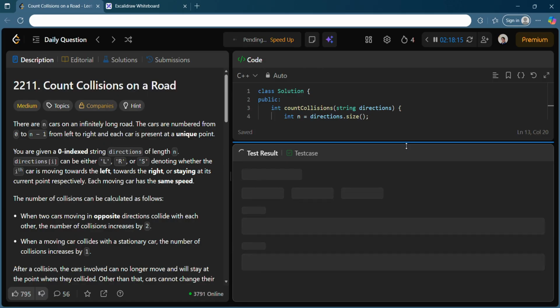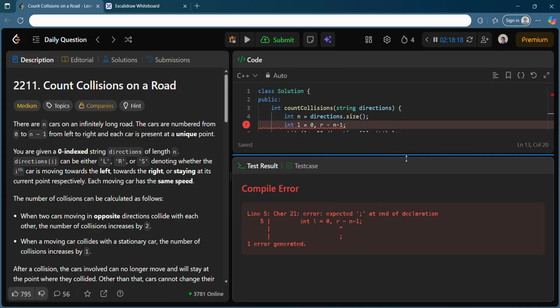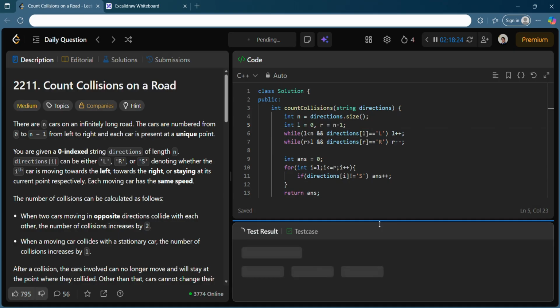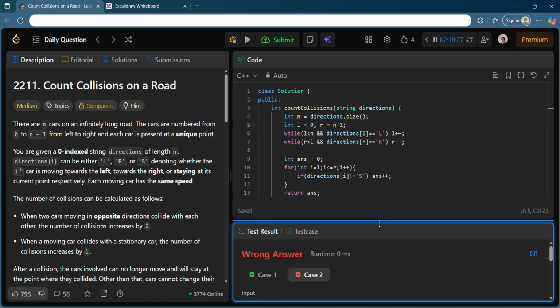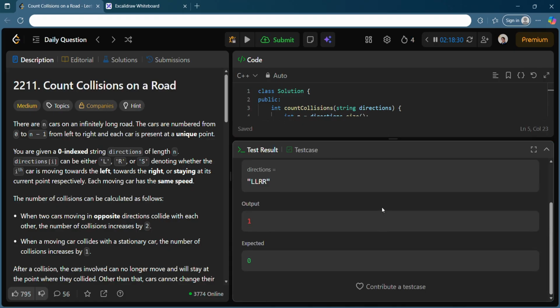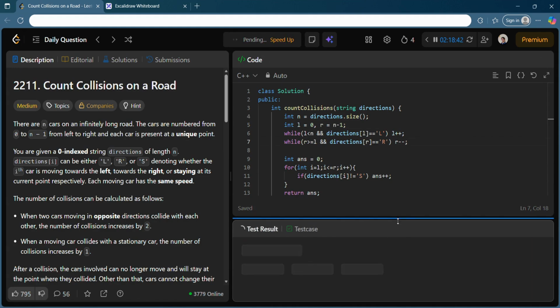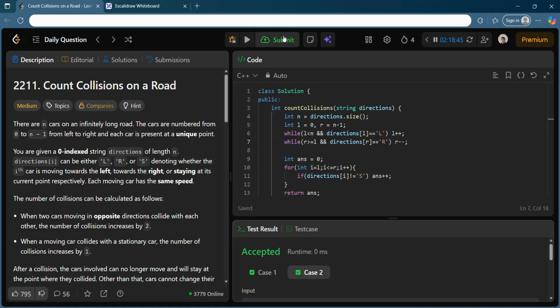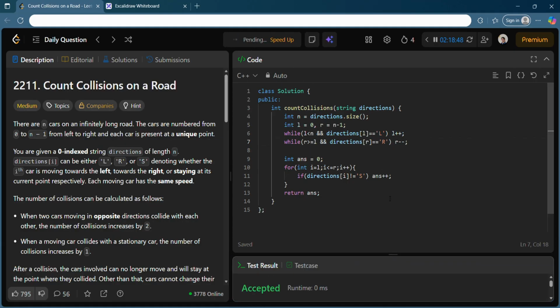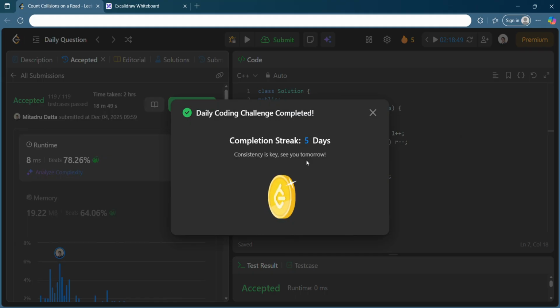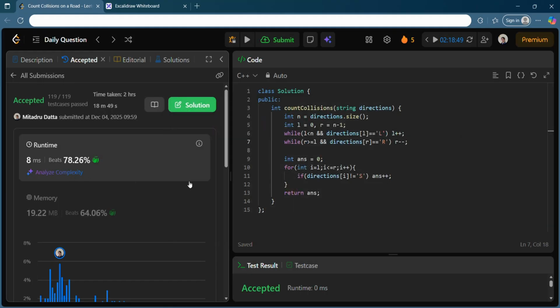Let's try to submit and check if there is any error. Okay, so I am initializing this, right? Okay, so we are getting a wrong answer over here, LLRR, and the output is 1. So I guess this condition should be necessary for this. Let's see. Yeah, we get the accepted. If we try to submit it and check, yeah, we do get accepted, and it is a simple O of n solution, and the time complexity and memory are pretty decent.